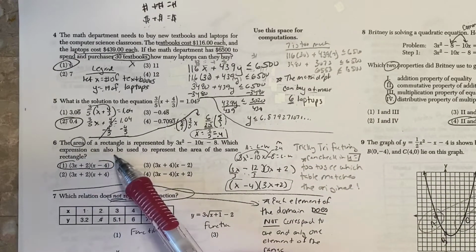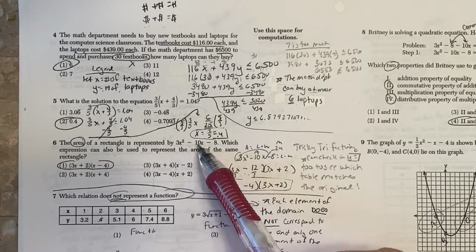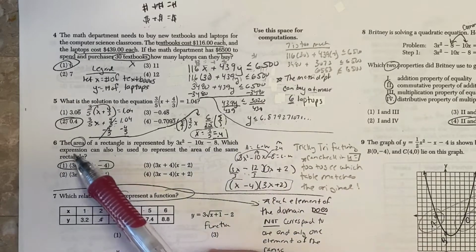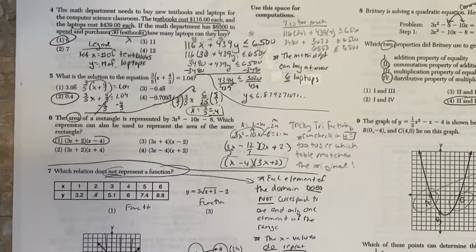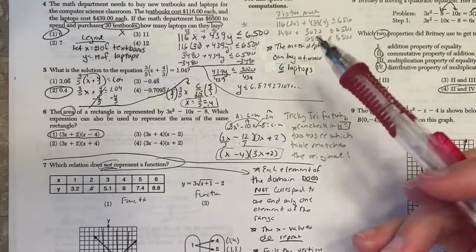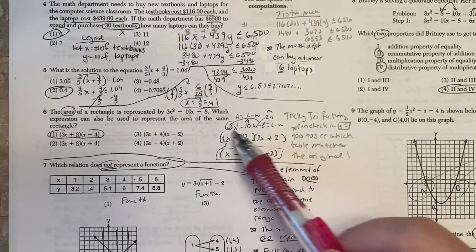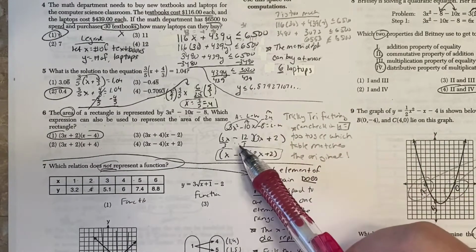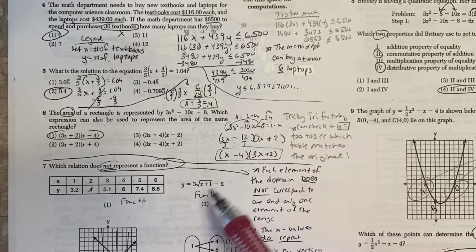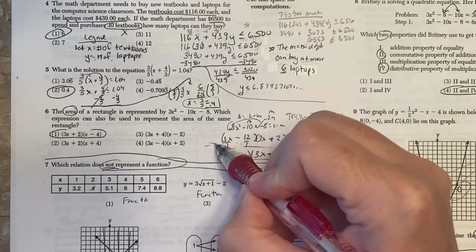Number 6, the area of a rectangle is represented by 3x squared minus 10x minus 8, so it's a trinomial. Which expression can be used to represent the area of the same rectangle? So basically it just had you factoring it, but it was a weird way to ask it. So tricky trinomial, 3x and 3x, 3 times negative 8 is negative 24. What multiplies to negative 24 and adds to negative 10? Negative 12 and 2. Simplify, make sure you must simplify.